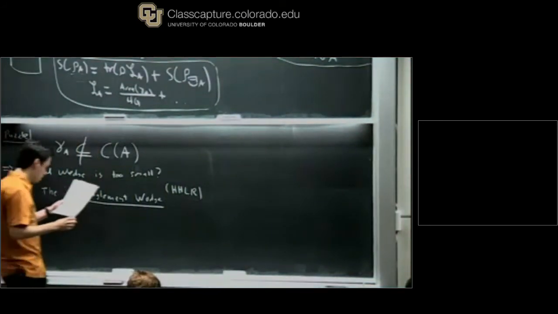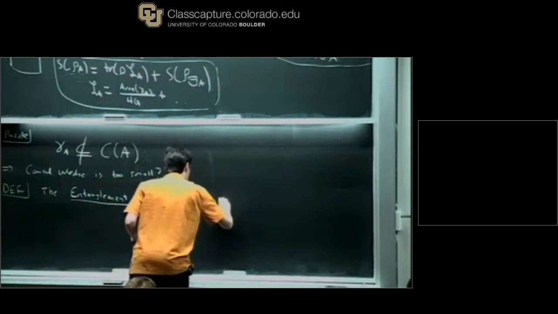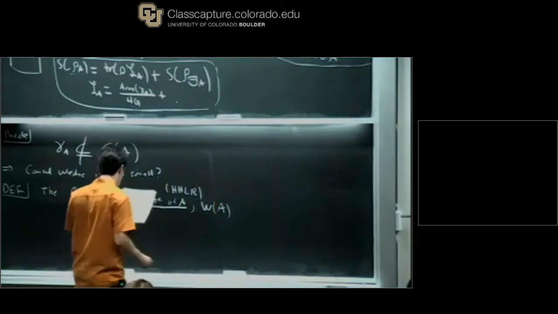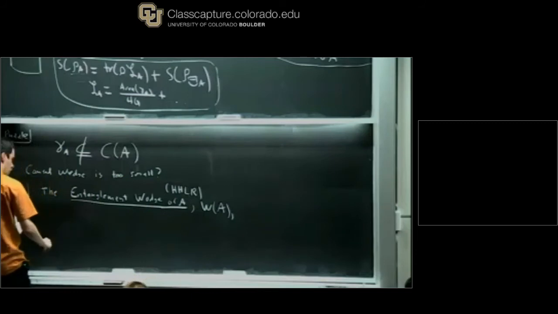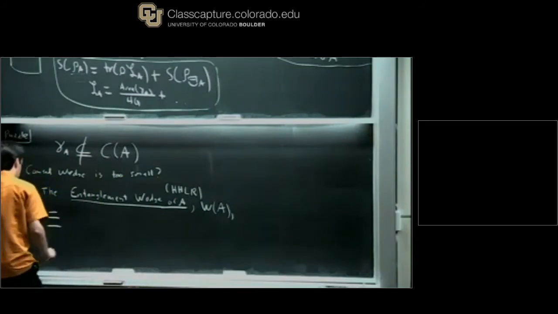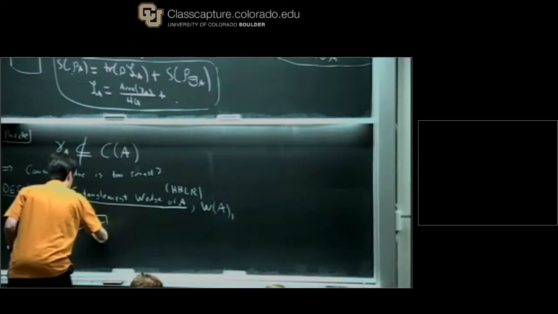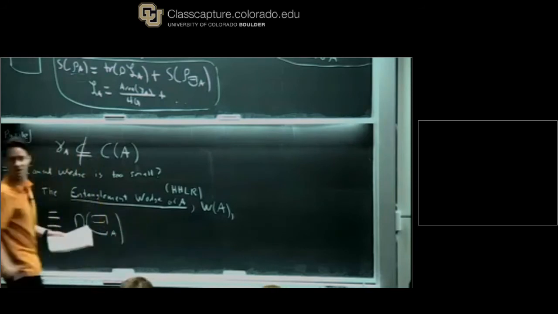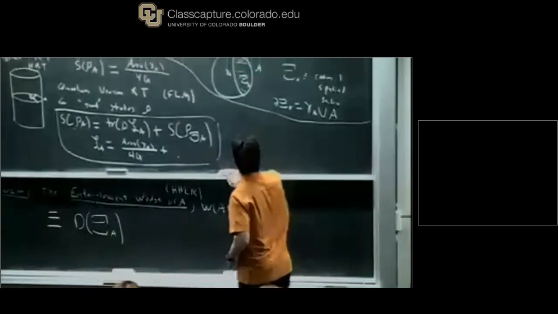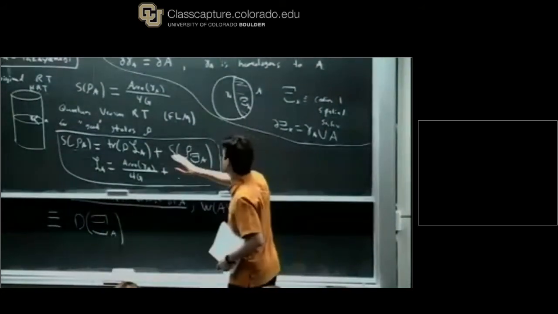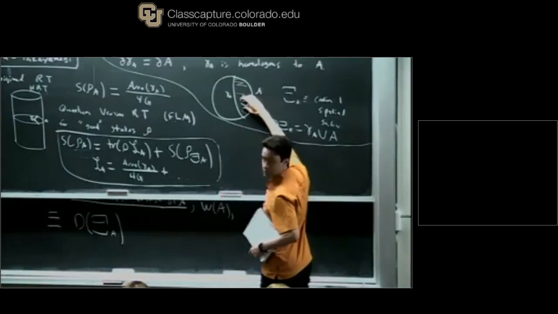The entanglement wedge of A, which we can call W of A to distinguish from C of A, is defined as, well, it's quite simple actually. It's just the bulk domain of dependence of this capital C of A. So we find this HRT surface, or RT surface. I guess people usually call it the HRT surface, but call this the RT formula. So we find this HRT surface. We find this C of A.